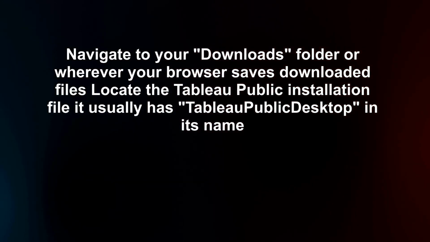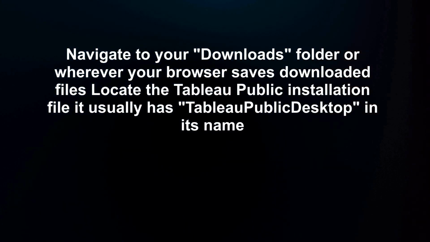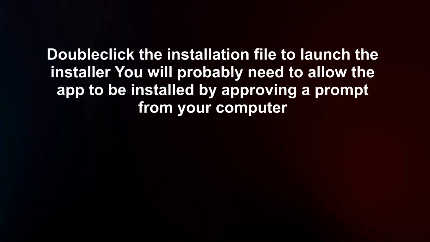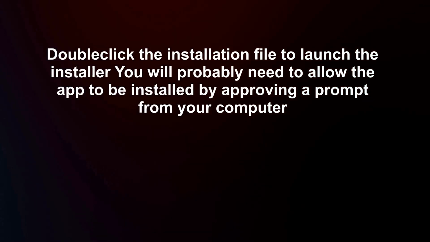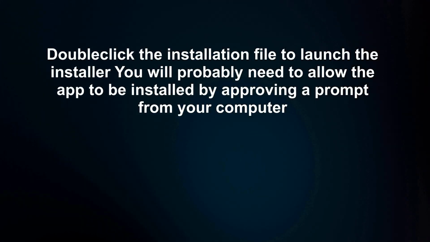Navigate to your Downloads folder or wherever your browser saves downloaded files. Locate the Tableau Public installation file. It usually has Tableau Public Desktop in its name. Double-click the installation file to launch the installer. You will probably need to allow the app to be installed by approving a prompt from your computer.